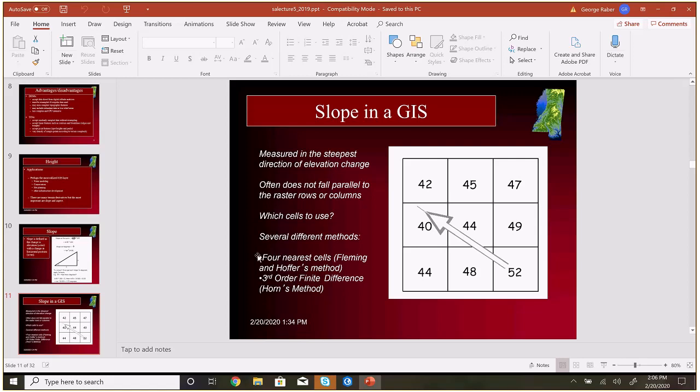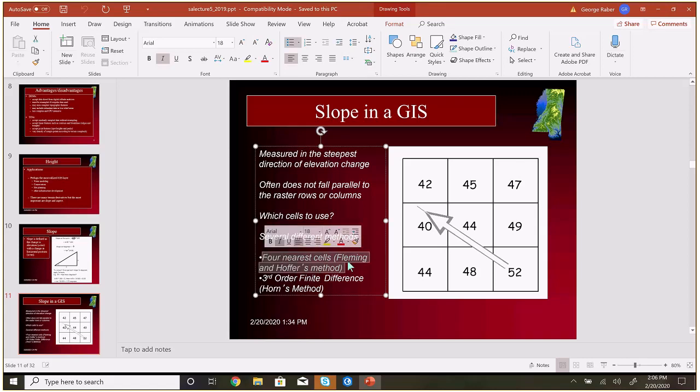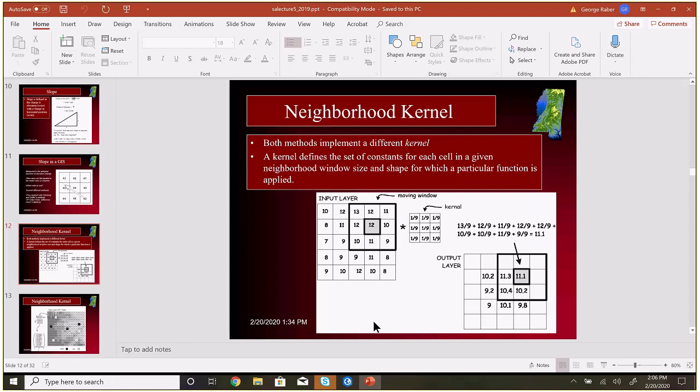So the most common one here is actually the second one, the third order finite difference. That's what's implemented in ArcGIS. The second most common one is just using the 4 nearest cells. So that would be this cell, this cell, this cell, and this cell. Okay. So in order to look at these calculations, the first thing that we're going to do is just consider those 4 nearest cells. But let's think for a second about a kernel.